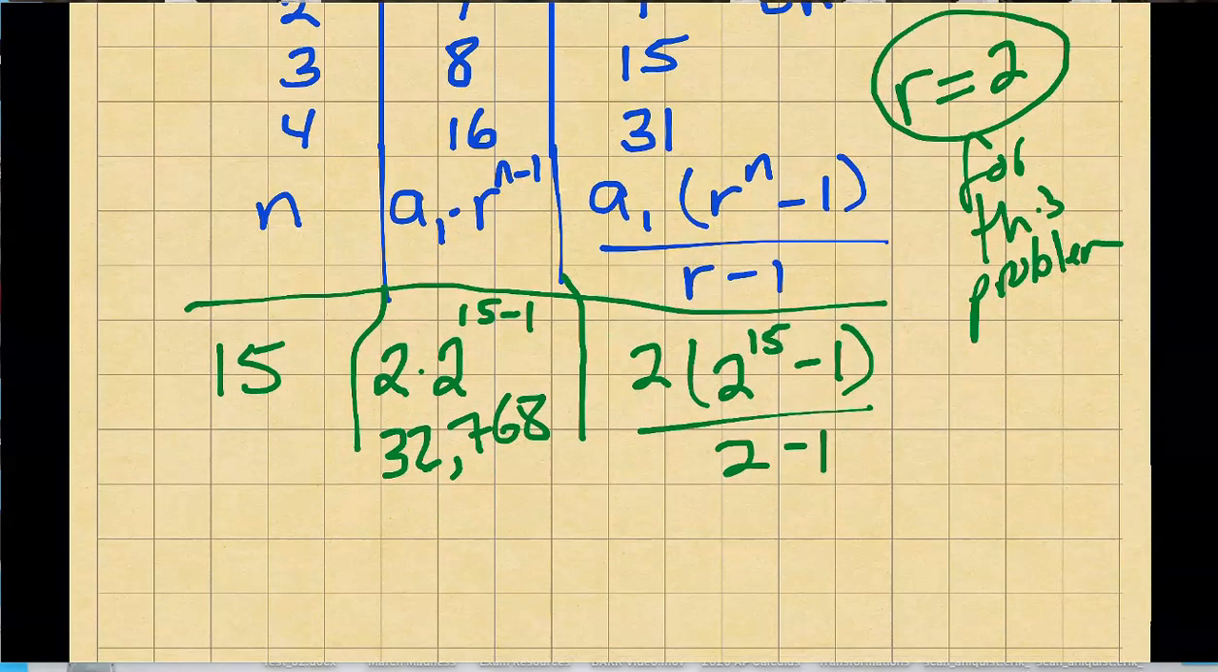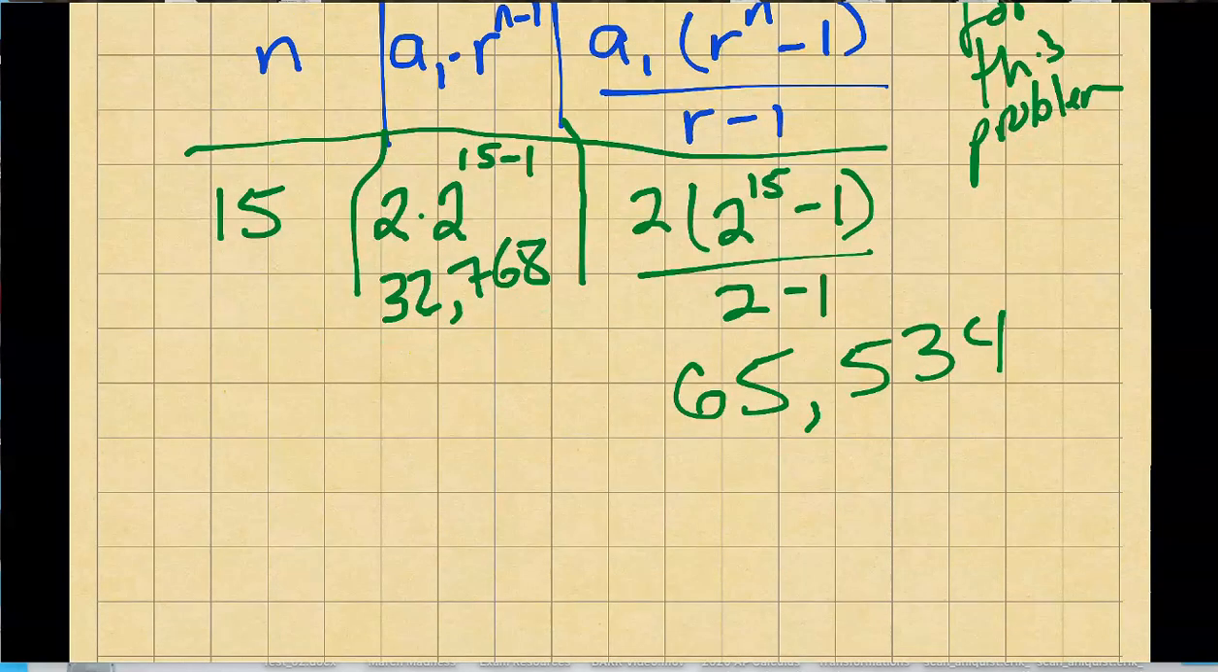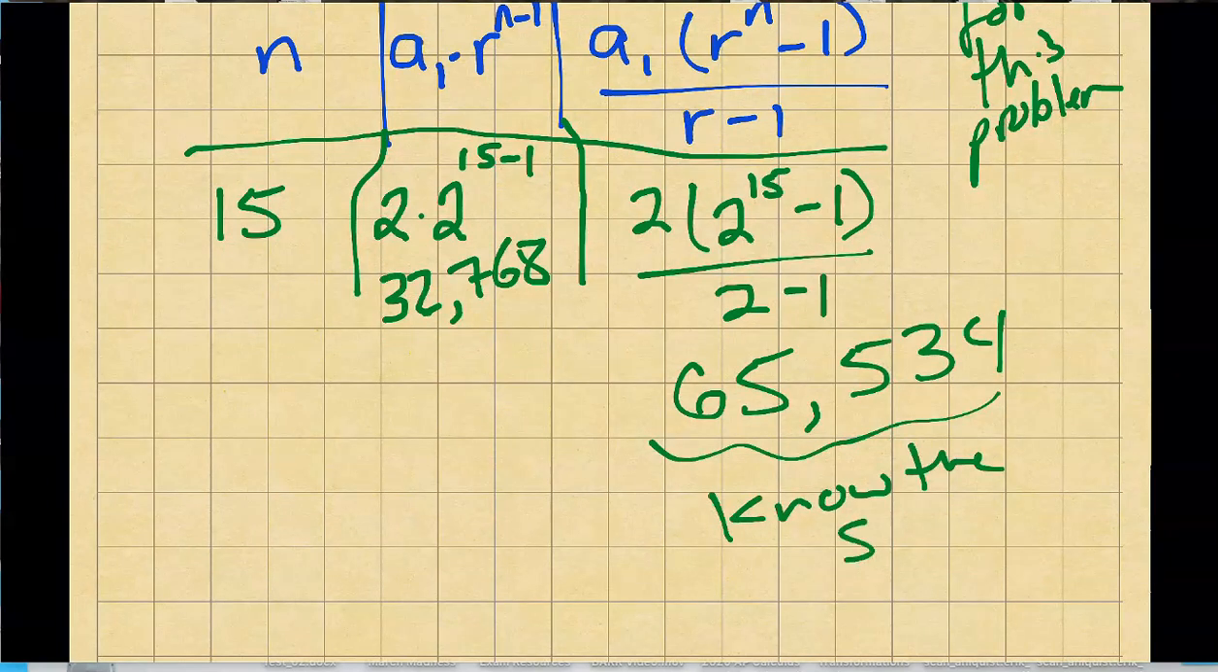And what you'll realize is on that 15th day, 65,534 people know the secret. You might even say it's not even a secret anymore. That many people know it. It's just common knowledge. So you can see how the geometric ones grow a lot faster than what you did with the arithmetic ones.